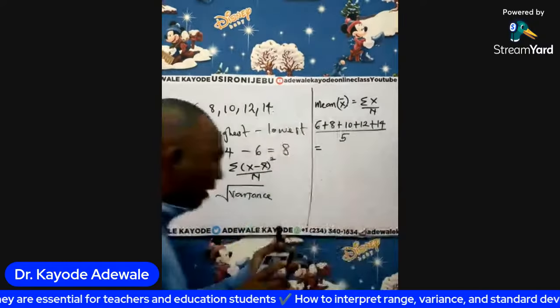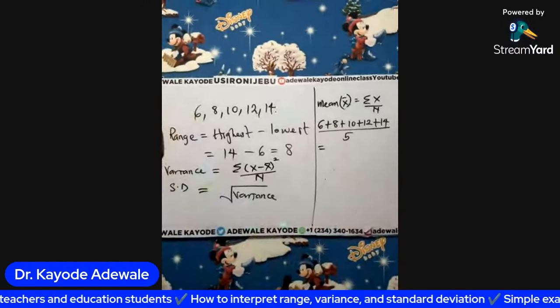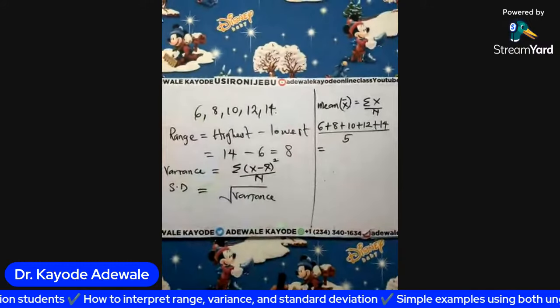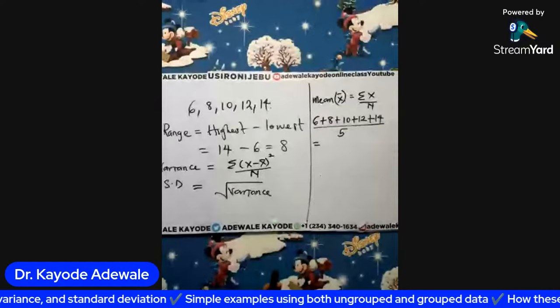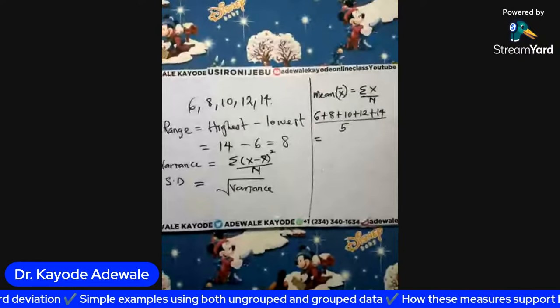I can see some people have got the mean here. So what is your mean? I can see a lot of people. Some said the mean is equal to 10. Okay, I can see that.